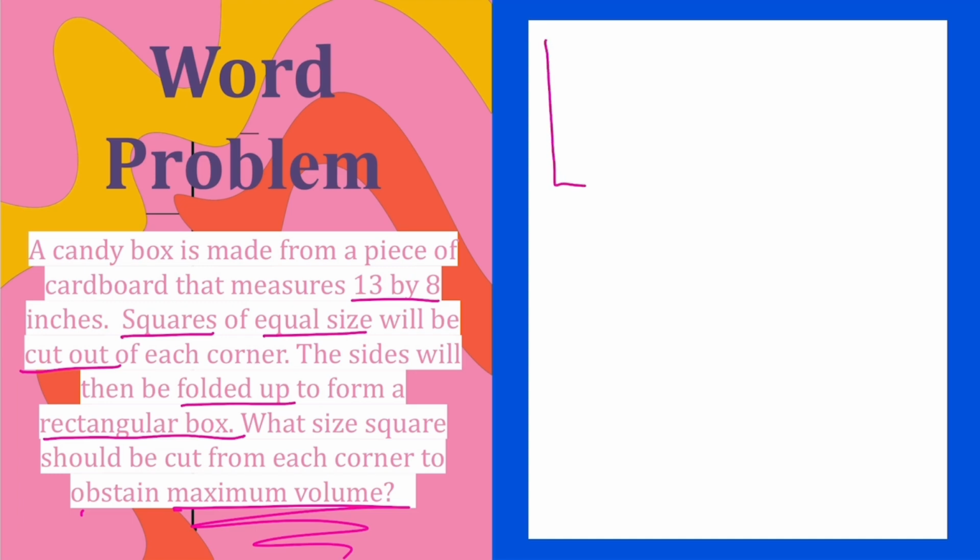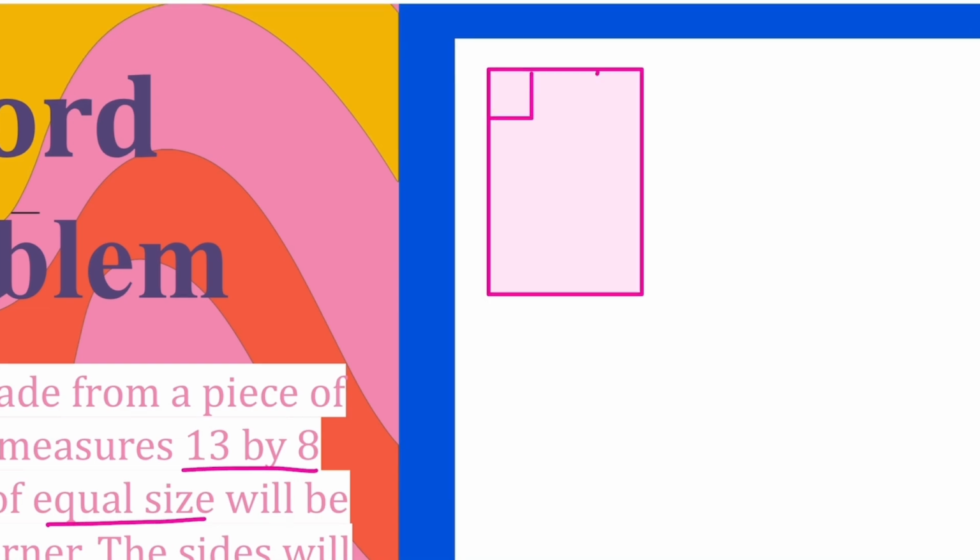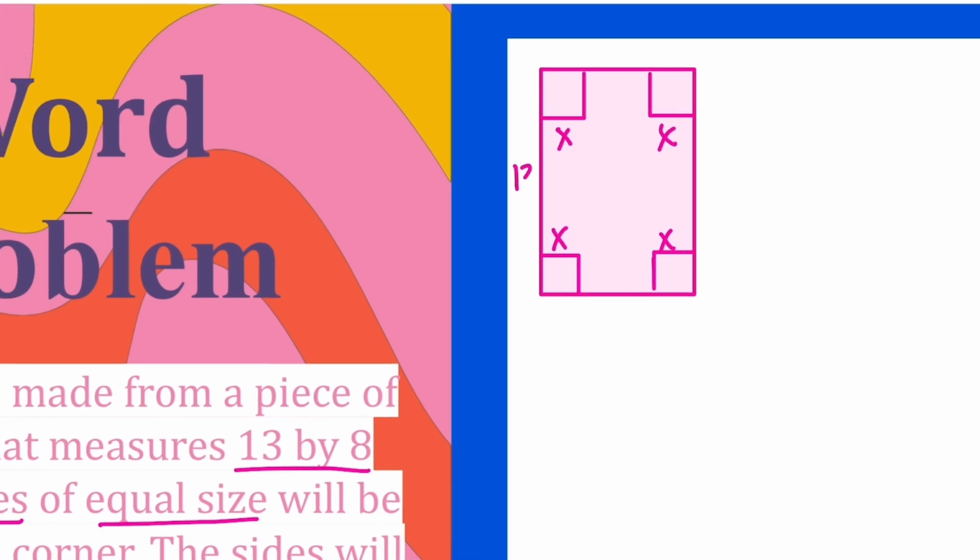Those were a bunch of words. So let's go ahead and give ourselves some visuals to work with. Let's go ahead and create that box. I'm going to put this box on the corner or two just to show the corners that we're going to cut out. And since we don't know how big the square is going to be that we're cutting out, we're going to put an x there. And then the length is going to be 13, and 8 is going to be the width.